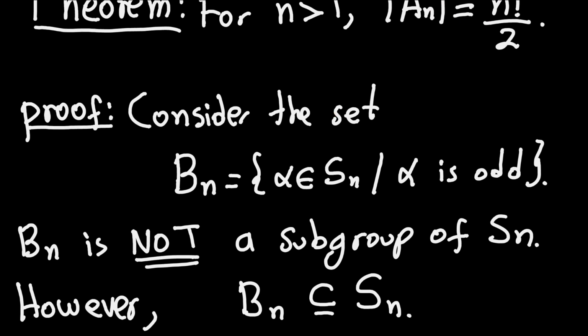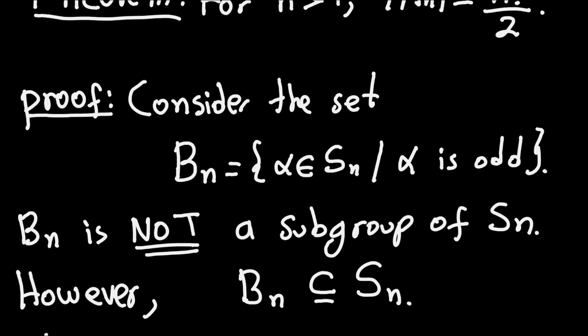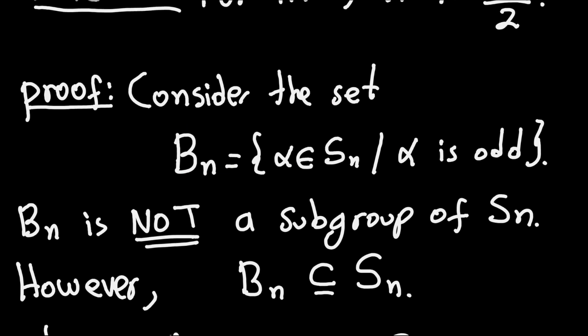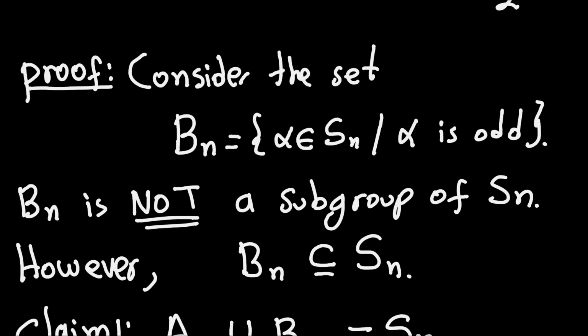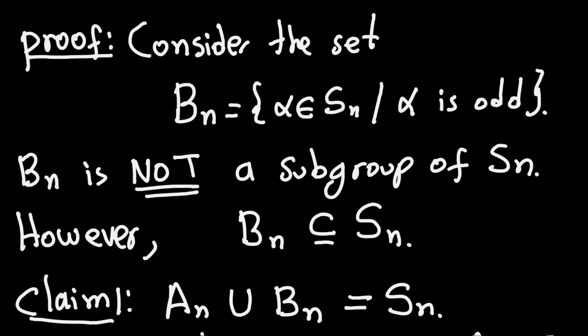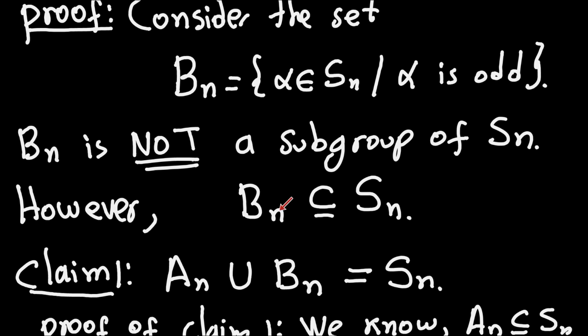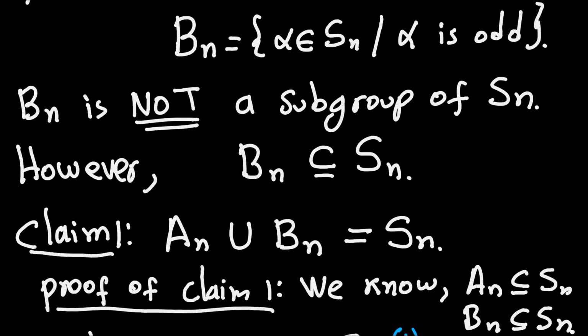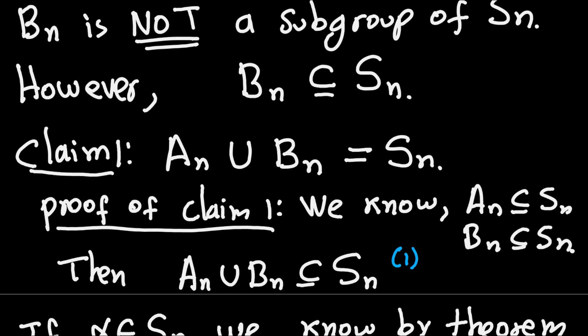To do that, I'm going to introduce some notation. Let's look at this set. I'm going to call Bn the set of all the permutations in Sn that are odd. Now Bn, as I mentioned in a previous video, is not a subgroup of Sn, because it doesn't have the identity, for one. And second, it's not closed: if you operate two odd permutations, you get an even permutation. So it's not a subgroup, but it is a subset of Sn. The claim that I'm going to prove is that the union of the odd permutations and the even permutations is exactly Sn.